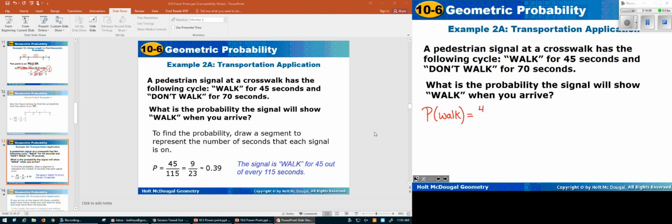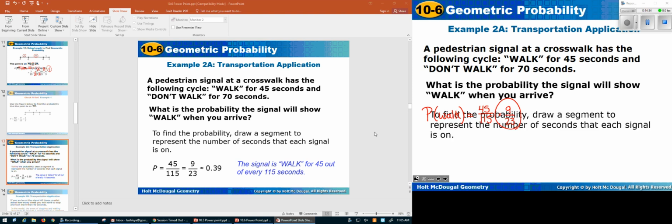Good. So it would be 45, which is what you want. What's the probability that it says walk? And how many total seconds is it flashing? 115. 70 plus 45 or 115. And then simplify. For sure, 5 will go into both because it ends in a 5. So 9 over 23, and that does not simplify, so that is your answer. And again, if it said to round to the nearest percentage or whatever, you would type it into your calculator and round. Okay, let's move on to a different concept.